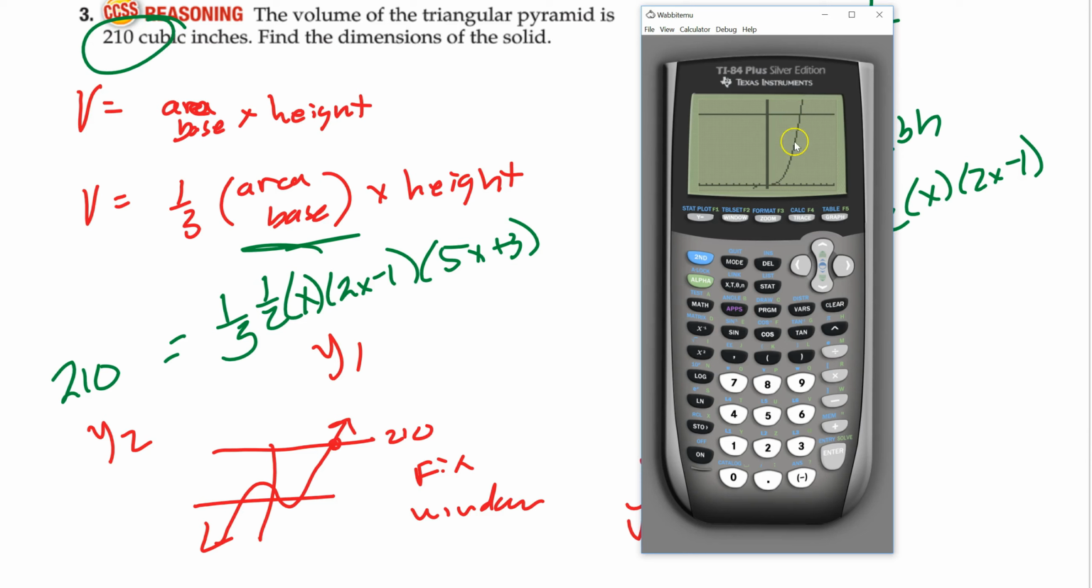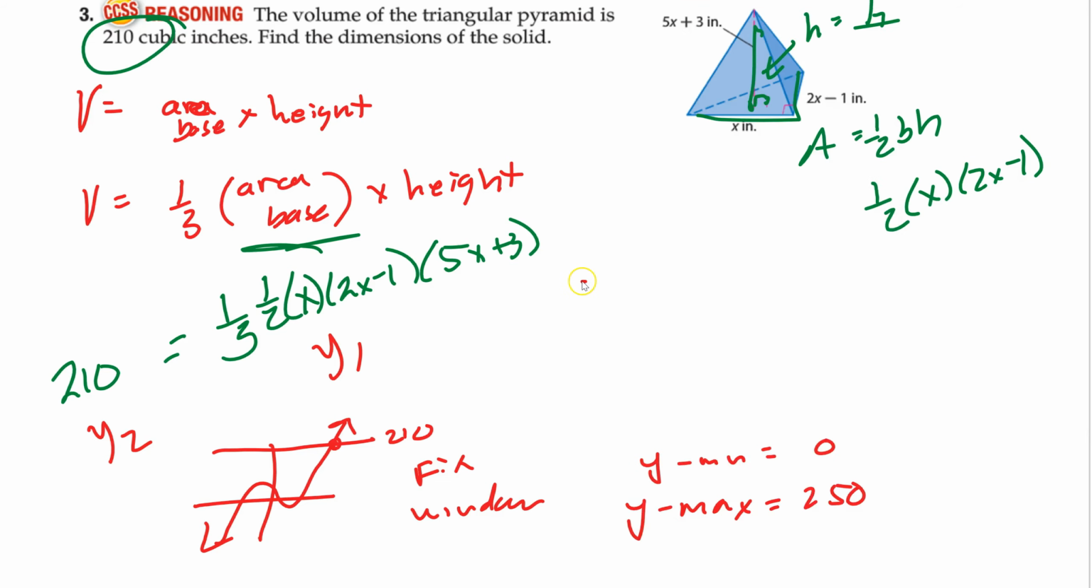Now I'm going to try to find that intersection. So I'm going to press second, calculate, intersect. And just get a little close to it. By the way, here's a little trick I haven't taught you. If you press up, it switches to the other graph. So it's like, oh, it's the 210 graph. It's a lot easier to move. So just get a little close to it. Hit enter a couple of times. And then you get the intersection: x equals 5. All that work, and x equals 5.